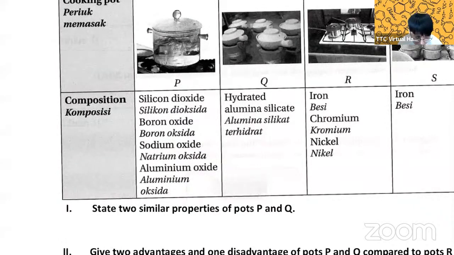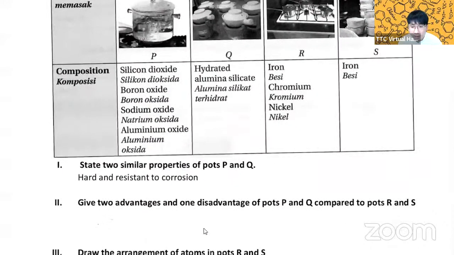So yes, hard but brittle is one of your answers there. And then high resistance to heat also can. So there are a lot of answers. They have the same resistance to heat, resistance to chemicals, resistance to corrosion. It doesn't corrode. And then it's hard. There are a lot of answers here. I just want two. So hard and resistance to corrosion.